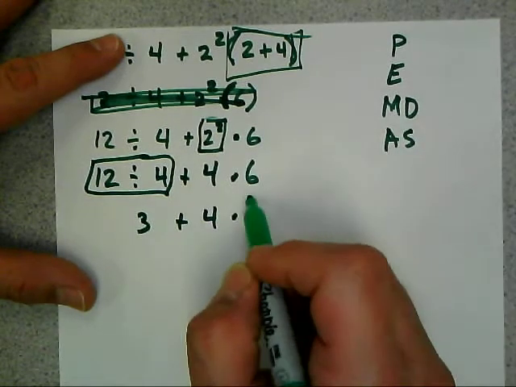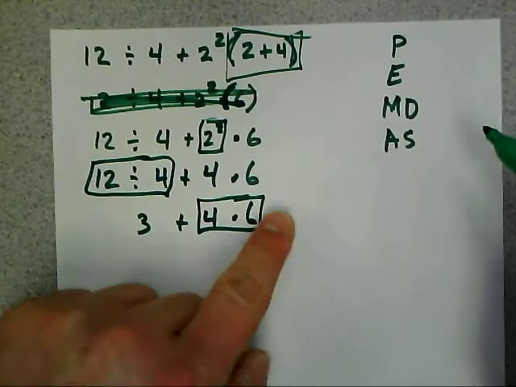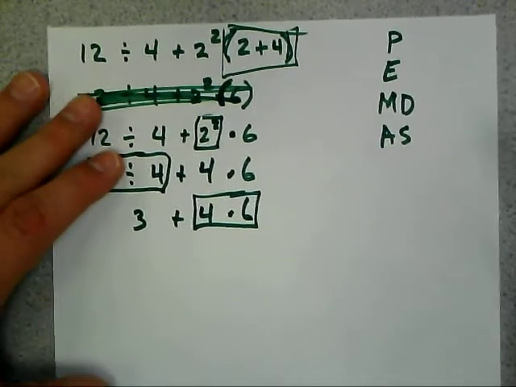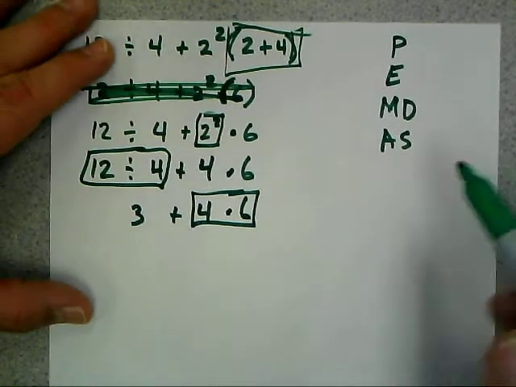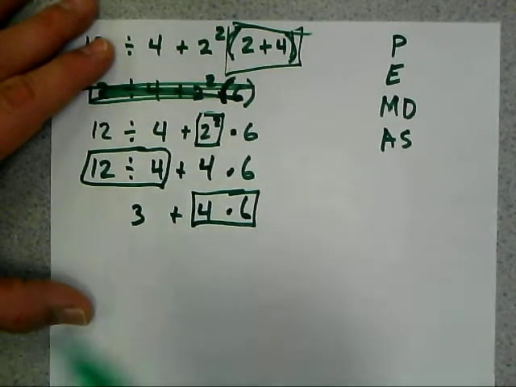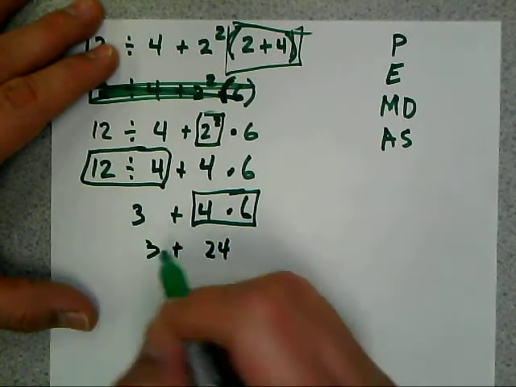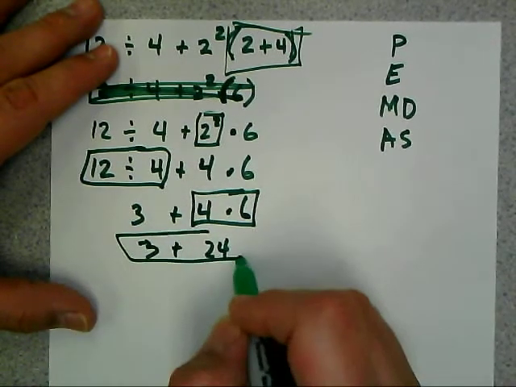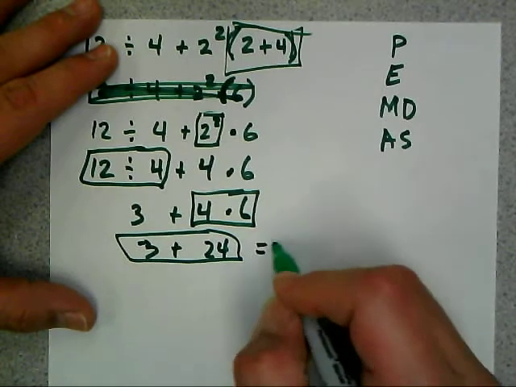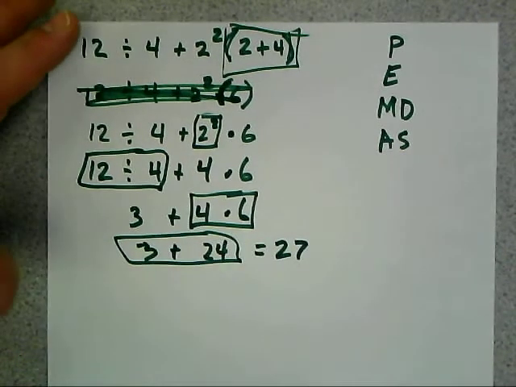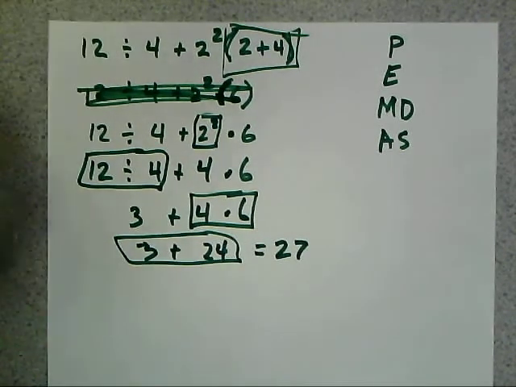Well, now there's multiplication. Remember, it's left to right. We don't do all the multiplication and then all the division. You want to watch doing that. We want to follow it from left to right and get through it. 4 times 6 is 24. We'll write down everything that we had. And finally, the last part of that is 3 plus 24 is 27, which gladly is our answer.